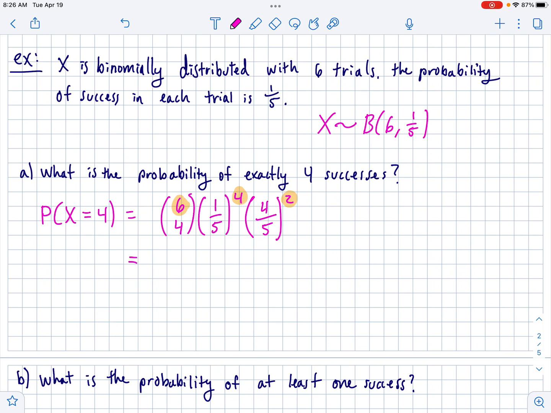Now, if you grab your calculator and do 6 choose 4, that means there are 15 different ways you can have 4 things in a group of 6. 1/5 to the 4th is 1 over 625. And then 4/5 squared is 16 over 25. If you simplify that whole thing, probably using the answer-to-fraction button on your calculator, it's 48 over 3125, which is about 0.00154.